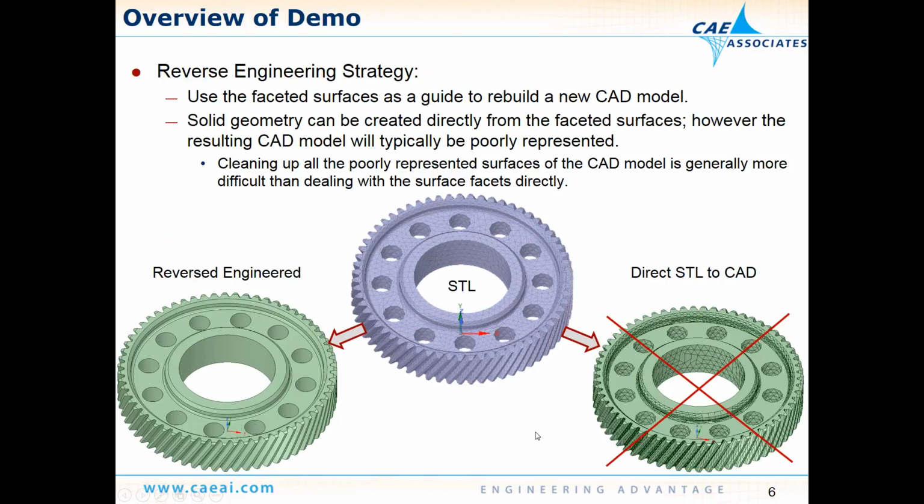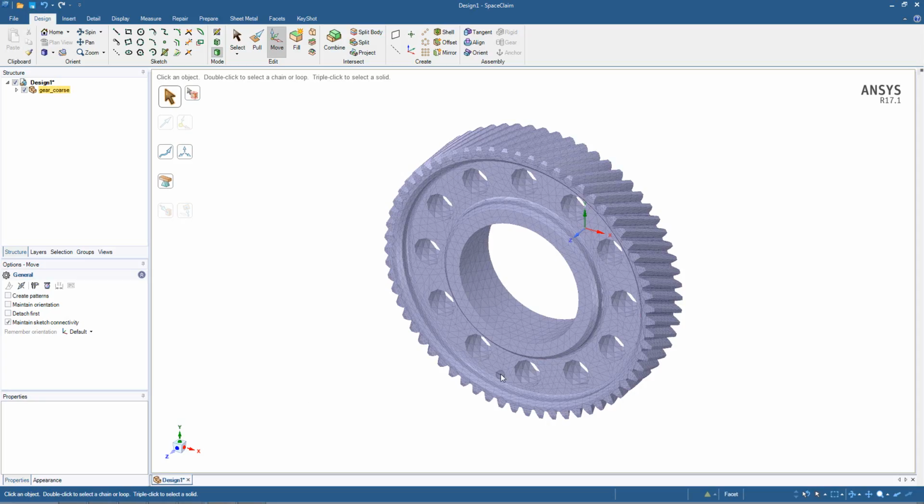There is an option to directly convert the STL surface into a 3D solid. However, if you do that, the geometry is going to be very poorly representing what it should be in reality. And that geometry is a little more difficult to clean up than working with the STL file directly. So that's the approach that we're going to take here. And we'll bring this geometry into SpaceClaim.